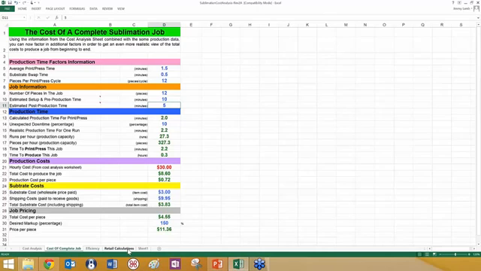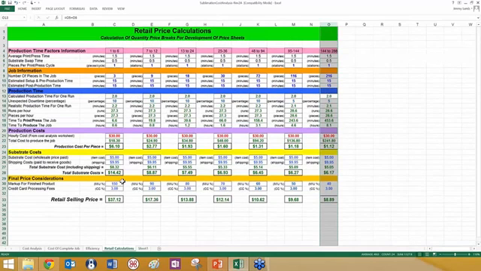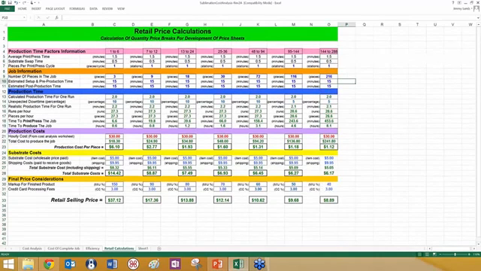All right, so let's go over here and look at this final one. What I've done on the final one is, I call this my retail price calculations. I'm going to introduce a little bit more in here. Basically, this is the sheet we were just looking at, with a couple of extra things, but also with more columns because I put in quantity, because most people want to figure out quantity price breaks.